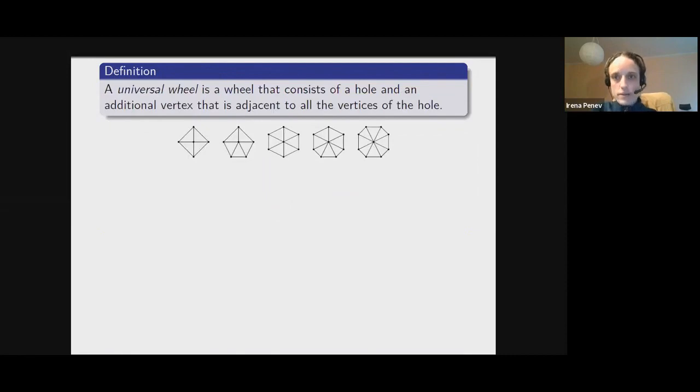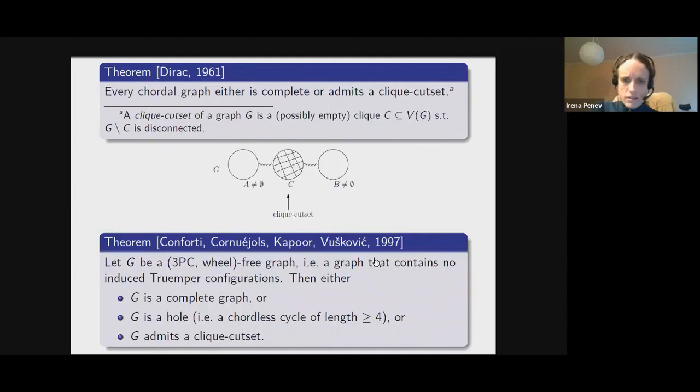Okay, so what did we do? Well, we actually wanted to generalize that result over here. And how do we generalize it? Well, over here, they forbade all 3PCs, so all thetas, pyramids, and prisms, and all wheels. And then we wanted to generalize this by allowing certain kinds of wheels in our class.